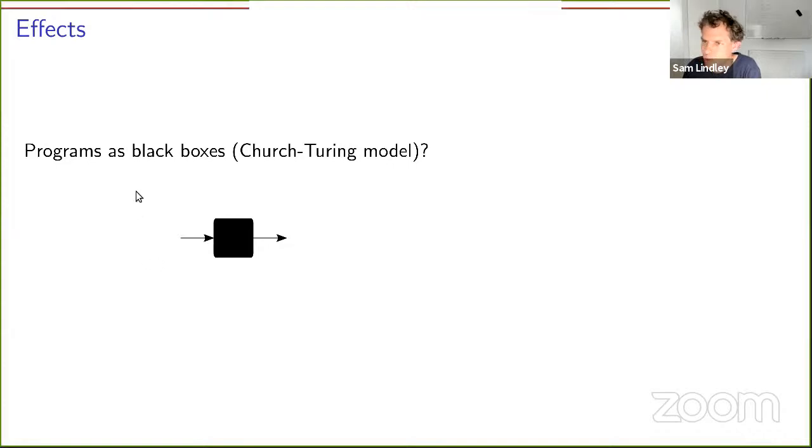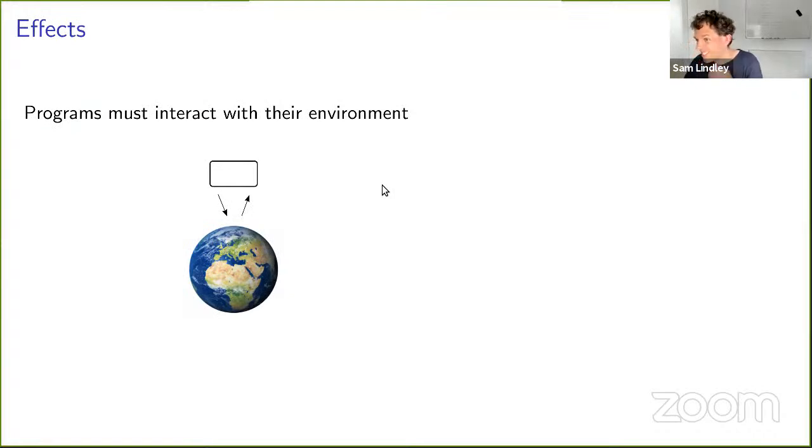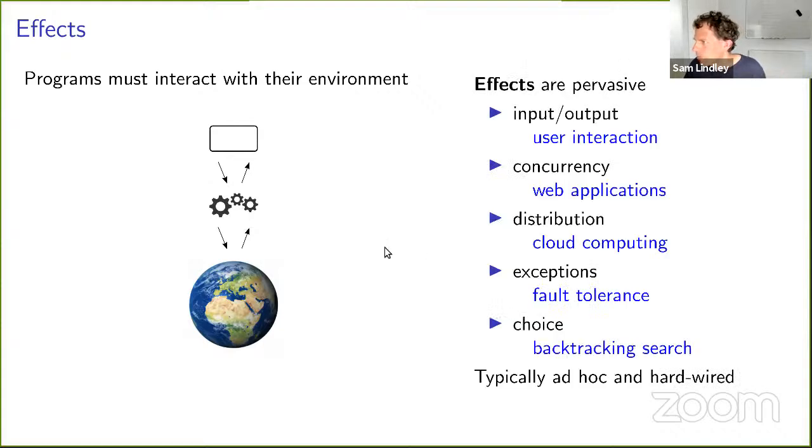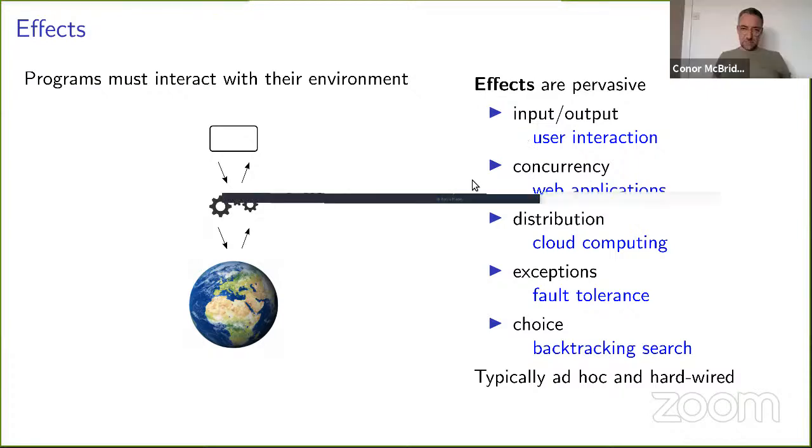In an idealized model of programming languages, we might view programs as just being black boxes, taking inputs to outputs, having no kind of interaction with the outside world. But in practice, programs do need to interact with their environment. And in fact, we typically do that via some sort of runtime system or operating system. We have all kinds of different effects, like these ones.